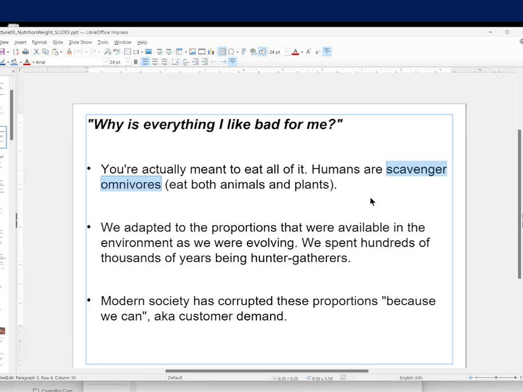Plants were mostly fiber and some micronutrients. They were all over the place, so it was okay to eat as many. I mean, you could eat as much as you wanted of fibers, plants, but sugar, salt, especially salt, and fats and carbohydrates were very, very rare.